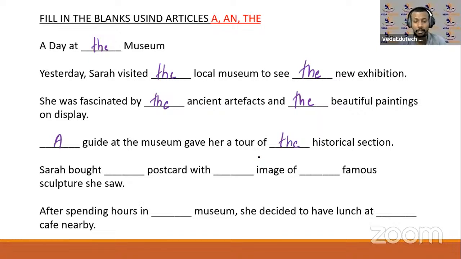Sarah bought a postcard with an image of the famous sculpture there. We don't know which postcard, she just picked up any one postcard, right? A postcard with, yes, it's an indefinite article. An image of the famous sculpture she saw. She had a favorite sculpture, the famous sculpture, and she bought a postcard of it. Now famous sculpture can take a definite article there, right?